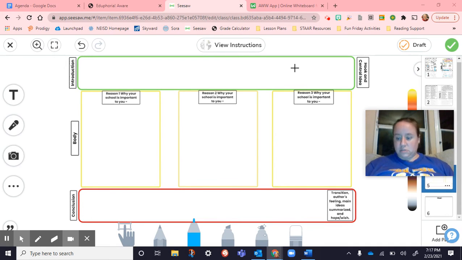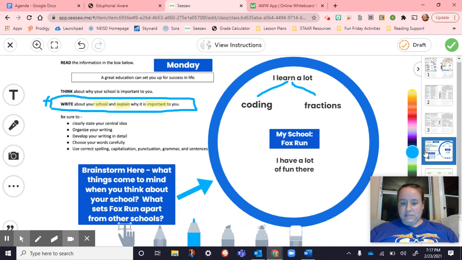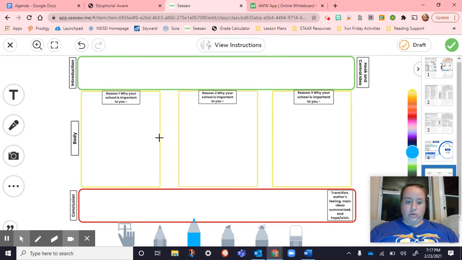This prompt here, hold on, I'm in the way again, is about your school. So you're writing about your school and explaining why it's important to you. You're going to put here a reason why school is important to you. This is your first reason, your second reason, and if you have 3, remember you need 2 to 3. If you have 2, then you don't need this third box. If you have 3, then go ahead and use all 3. So second reason, and then third reason why school is important to you.